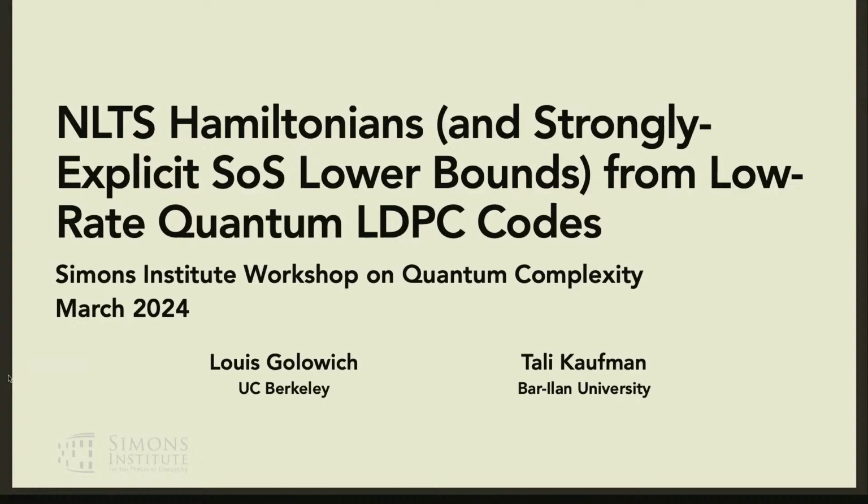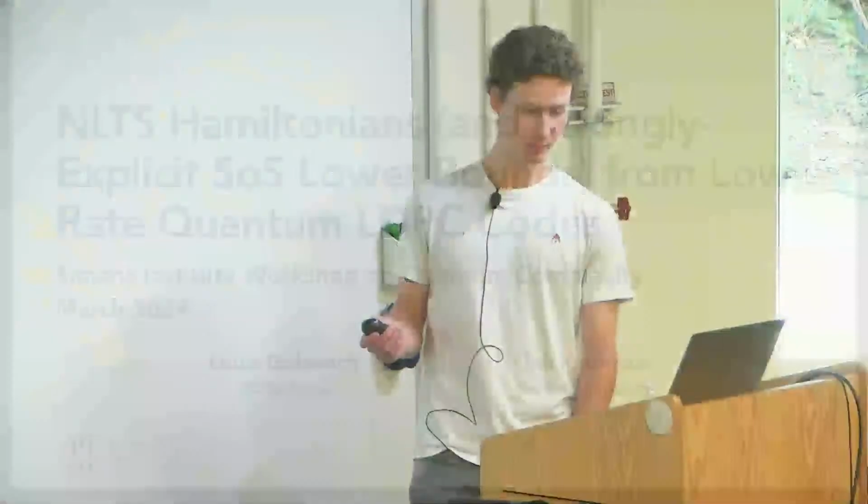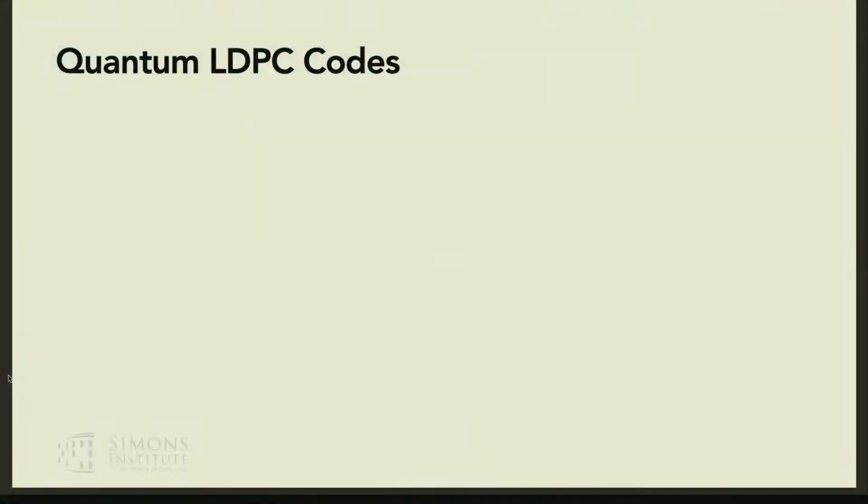Yeah, I'll be talking about how to get NLTS Hamiltonians and also a bit about some SoS lower bounds from low-rate quantum LDPC codes. And this is joint work with a colleague. So to start, I'll just give some brief background on quantum LDPC codes because these will kind of underlie almost everything I'm going to talk about.